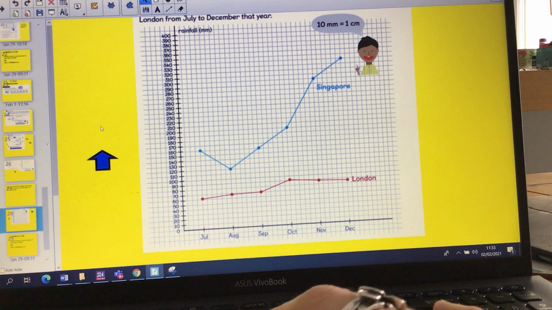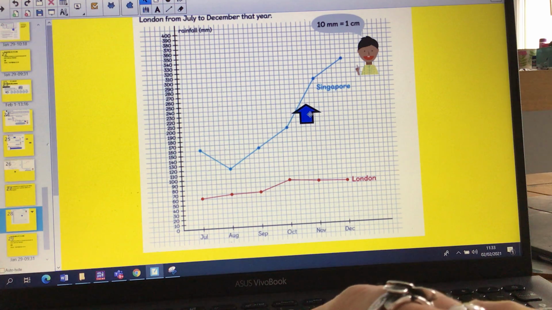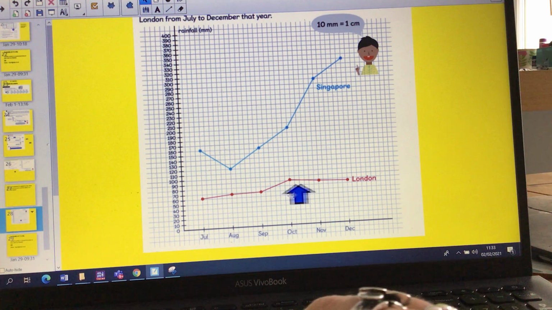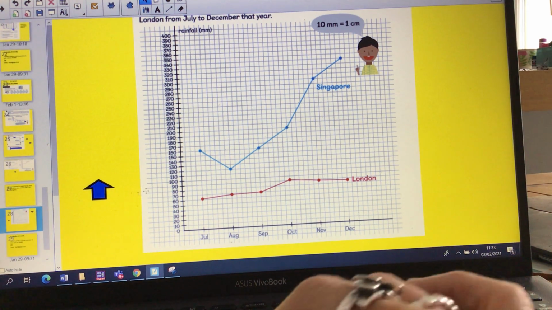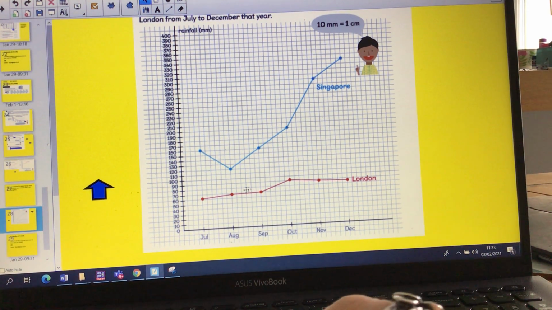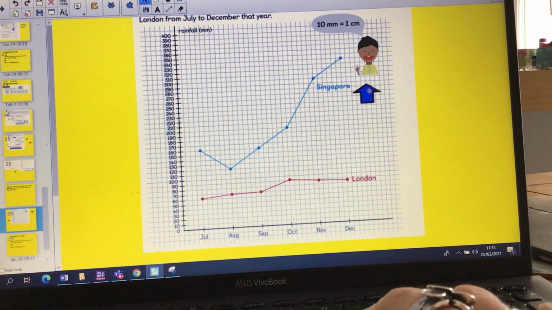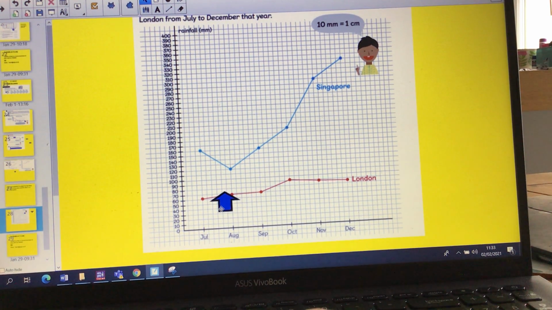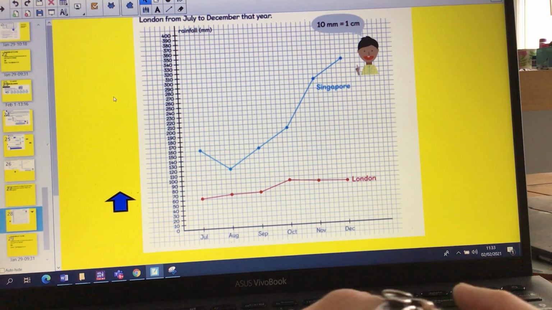Here it is. So I've got 2 lines now. I've got this blue line showing Singapore rainfall. And I've got this one here showing London rainfall, okay? And you can see straight away if I was to ask you questions about which had the most, which had the least, which had the biggest increase. You can see this line is going up steeply. That means it's going to increase much more than the rainfall in London. But I've now got that data on one graph. And so I can think about and make comparisons much more easily.